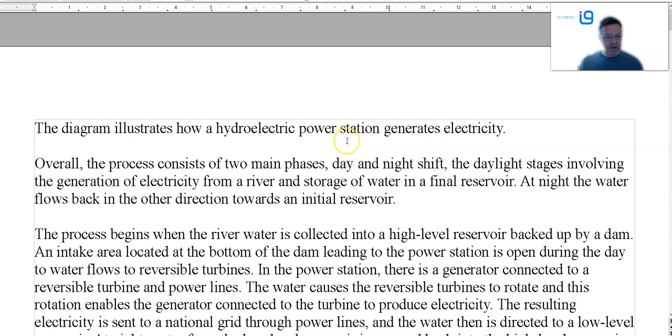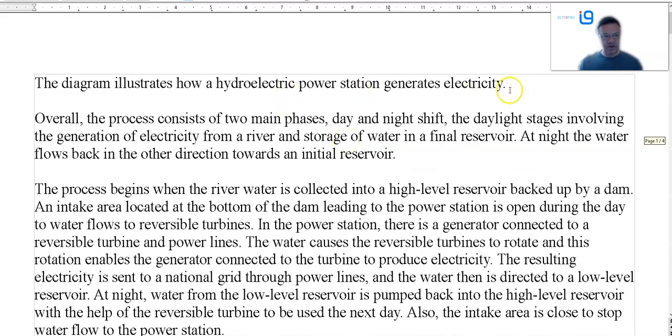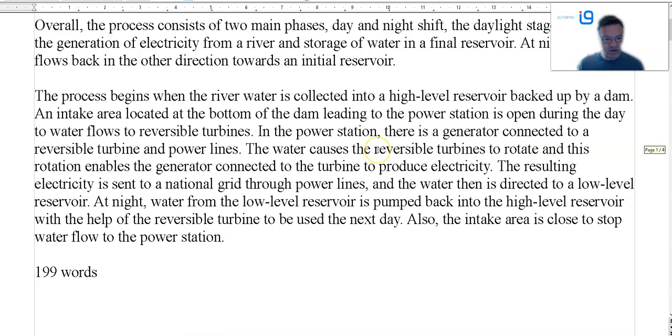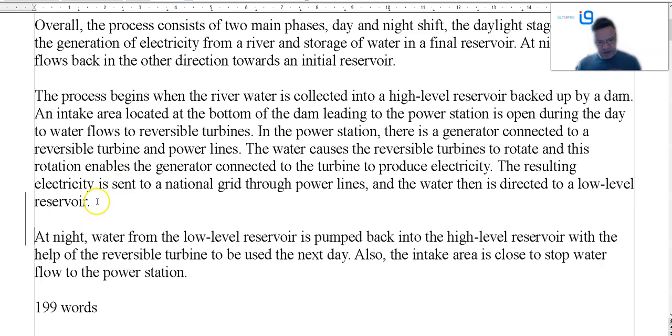The diagram illustrates how the power station generates electricity. Two main phases, day and night shift, from the reference reservoir. Yeah, that's good. Looks good. I'll maybe put that. We've also got time back to back down. Open during the day to allow water flow.